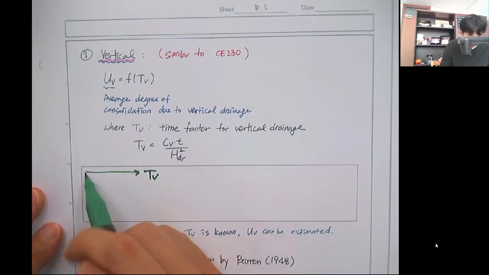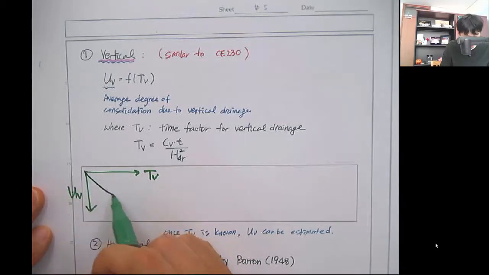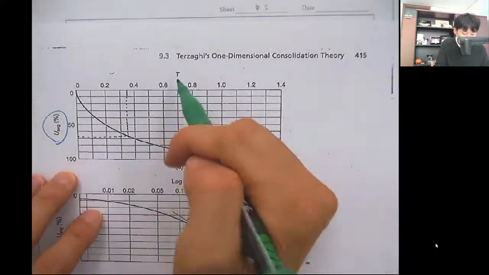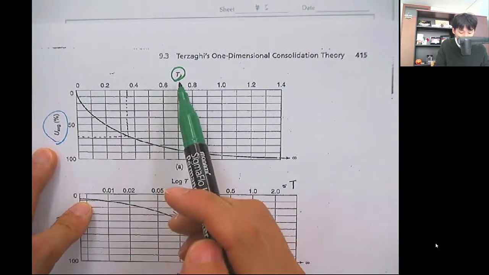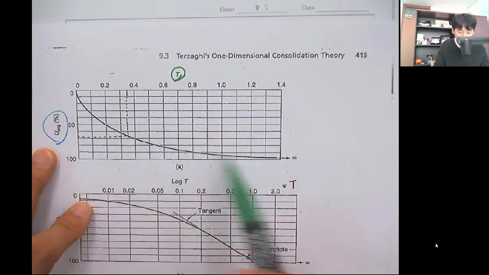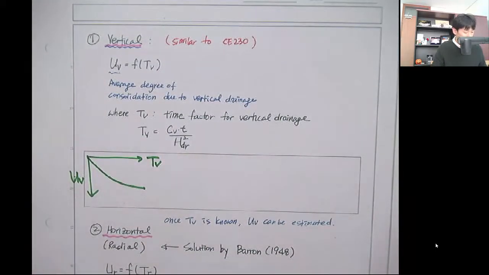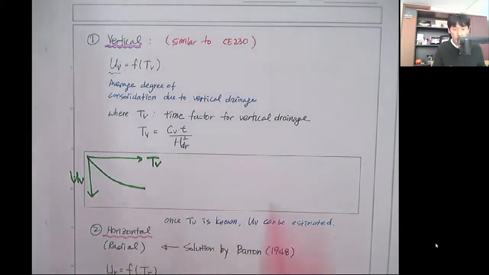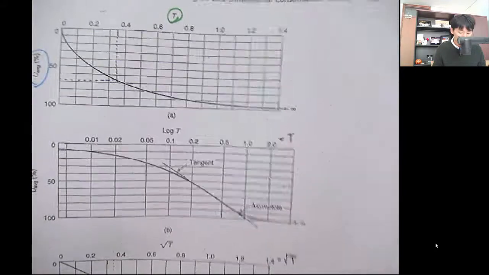So if TV is the x-axis and UV is the y-axis, then it's going to increase like this, as we saw in this graph in the handout. So as time factor increases, average degree of consolidation also increases. So then you can approximate this curve with 2 simple equations.